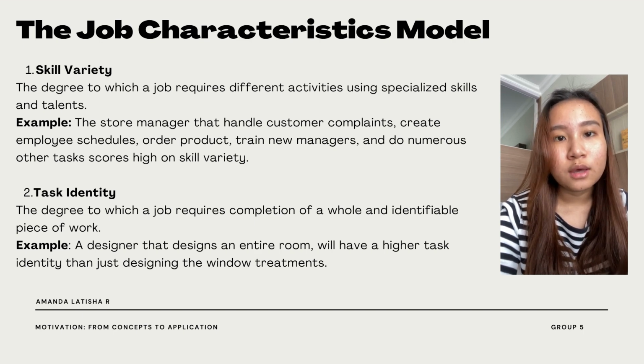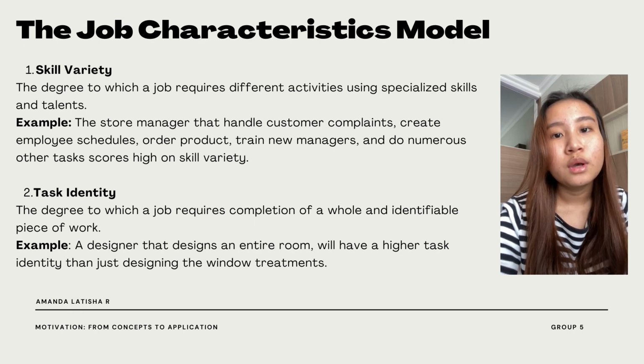And the second one here is task identity. Task identity is the characteristic of a job when the job requires completion of a whole and identifiable piece of work. For example, a designer who designs an entire room will get a higher score on task identity than a designer who is just designing window treatments.